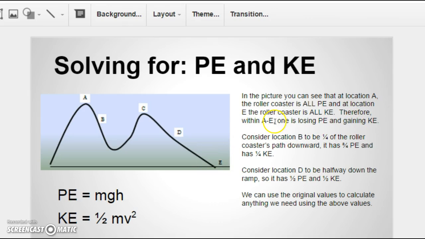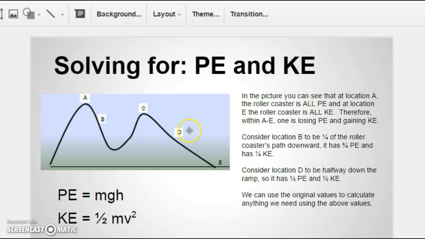Therefore, within A through E, one is losing PE and gaining KE. Consider location B. It is 1/4 of the roller coaster's path downward. It has 3/4 potential energy, 3/4 PE, and 1/4 KE. In other words, at A, it's 4/4. It's all potential energy. As it loses 1/4 of its height, it now has 1/4 KE and 3/4 PE.